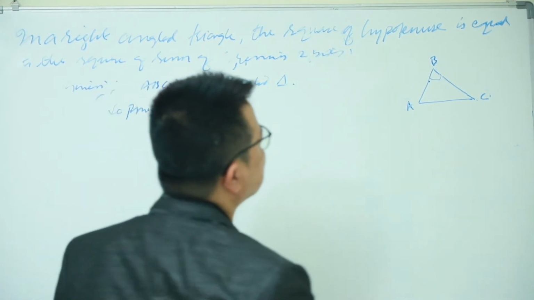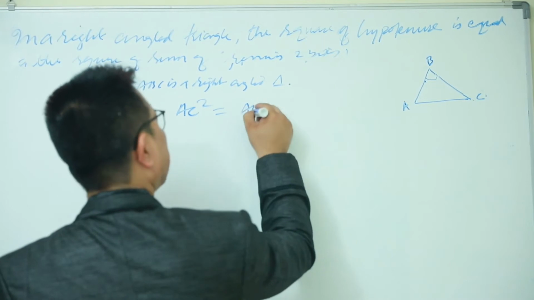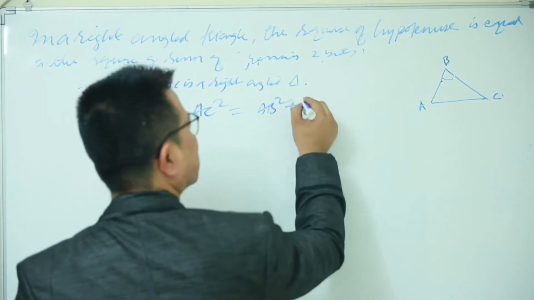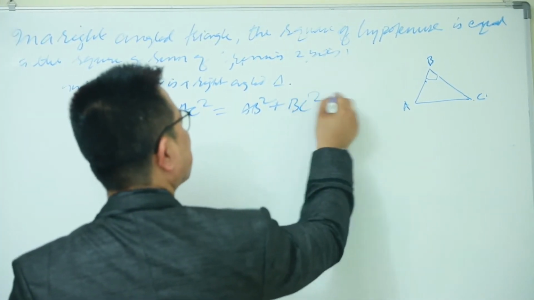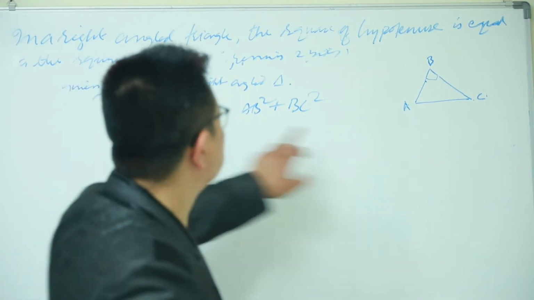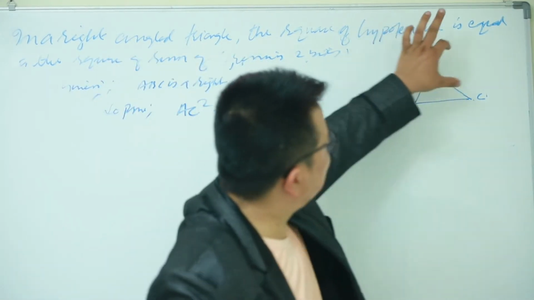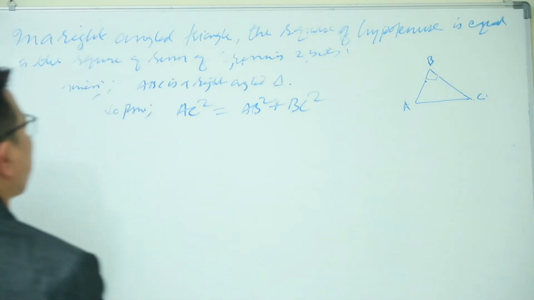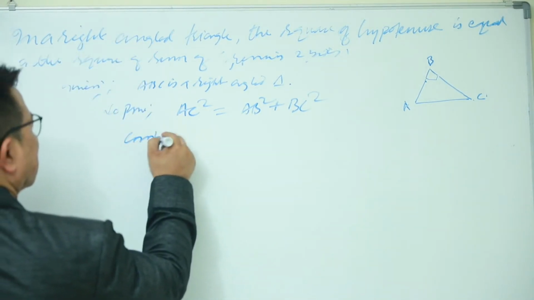So what are the remaining two sides? AB and BC. So AB whole square plus BC whole square. AC whole square is equal to AB square plus BC square. You need to prove this. Now, construction.